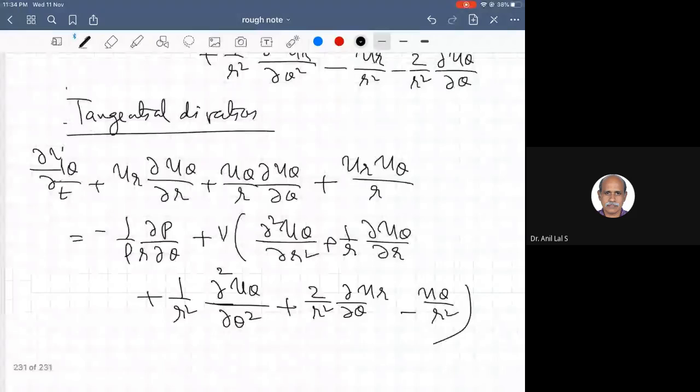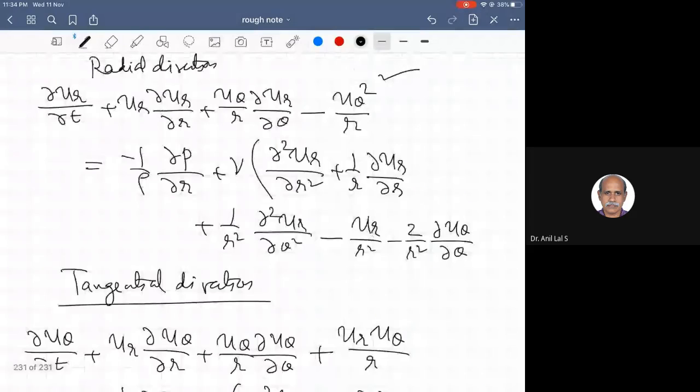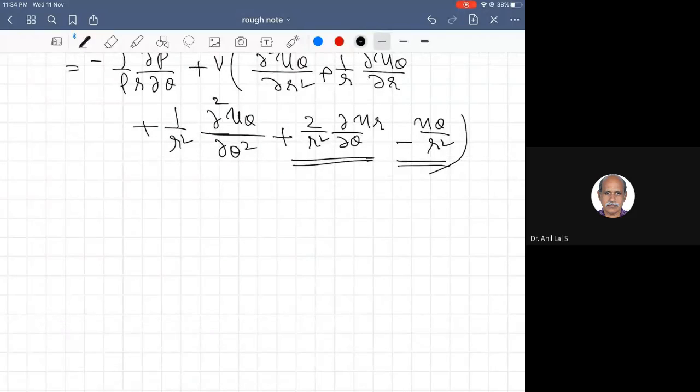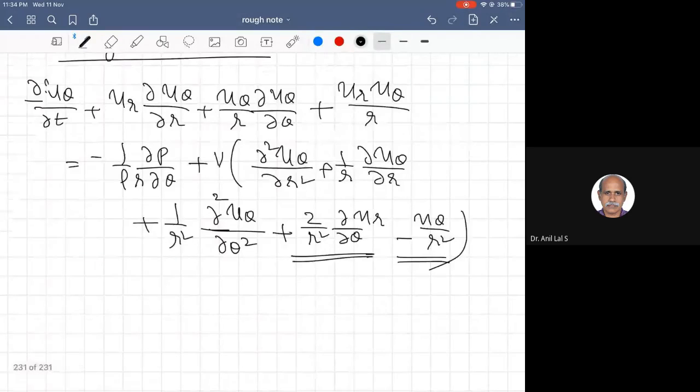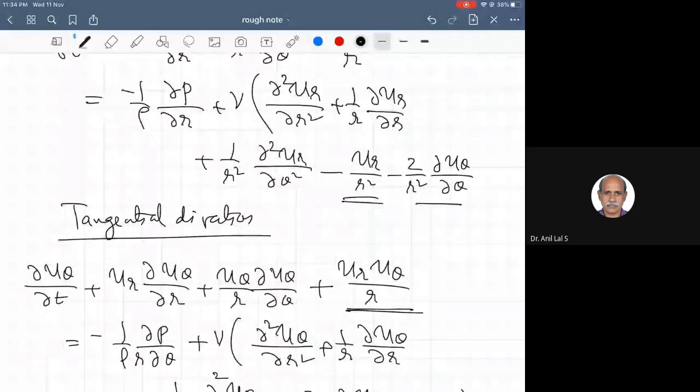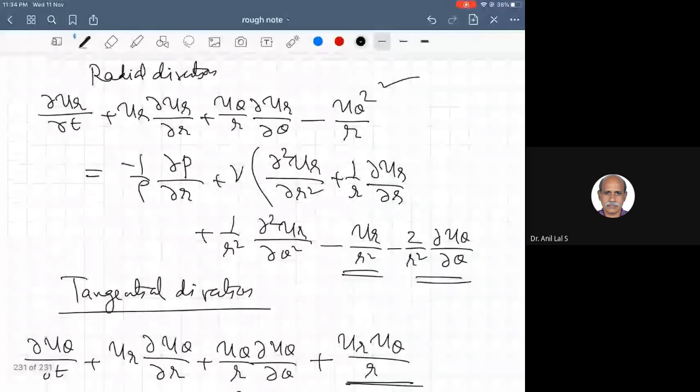So these are the expanded form of the Navier-Stokes equation, where we have these extra terms, and this is the Coriolis acceleration term, and here there are two terms for the radial momentum equation and the centripetal acceleration.